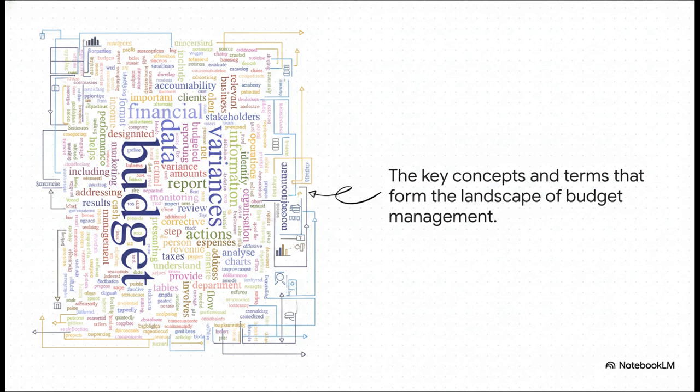This isn't just a random collection of buzzwords. It's basically a map of the entire financial management world. You can see how terms like budget, variances, and stakeholders all orbit each other. It really shows you that this is all about how these different pieces fit together to steer the ship.